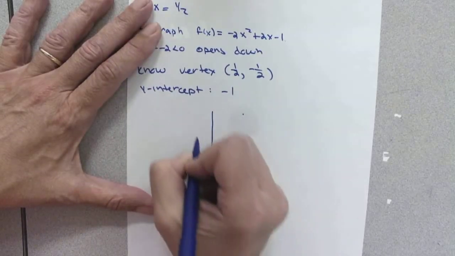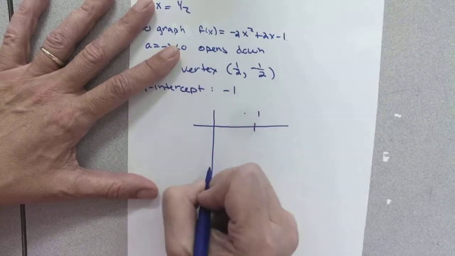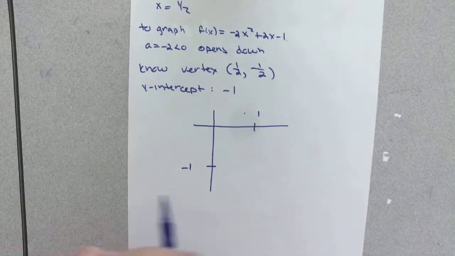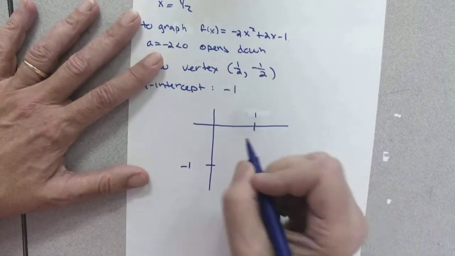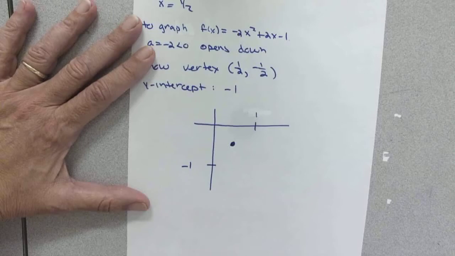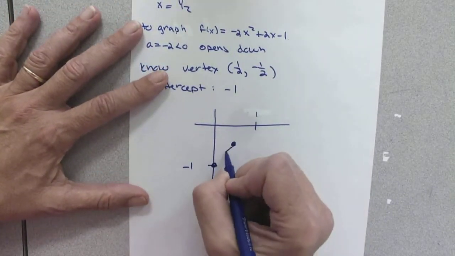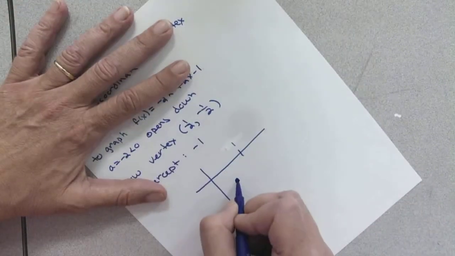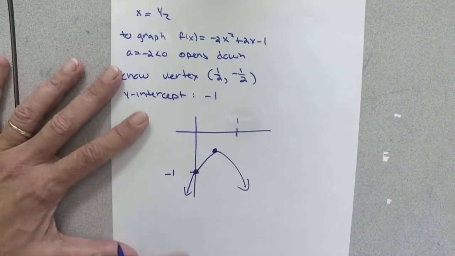So, vertex. There's 1, there's negative 1. So the vertex was 1/2, negative 1/2, right about there. The y-intercept was negative 1, and then the parabola opened down. There it goes. There's a good enough parabola.